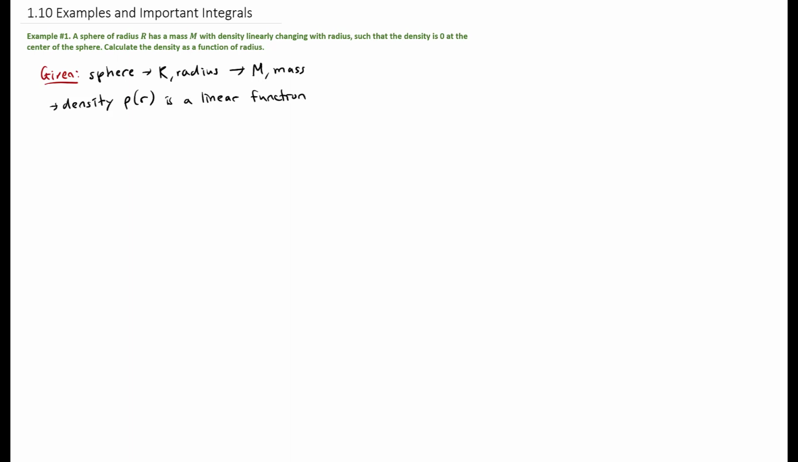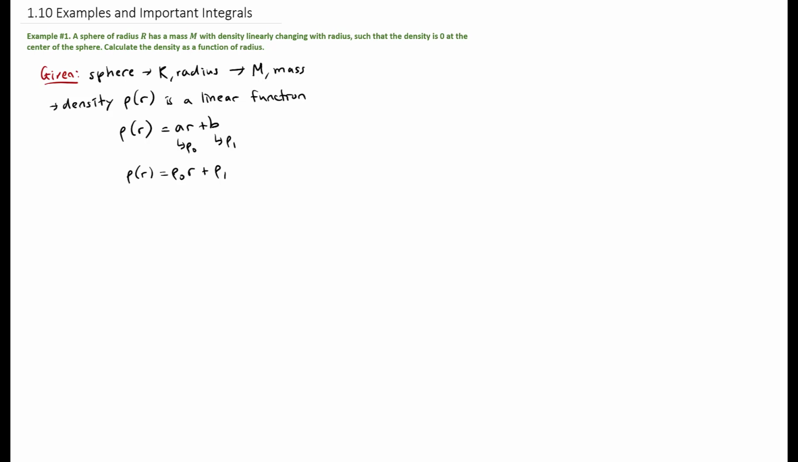So because it is a linear function, it means that we can use rho of r is equal to ar plus b. We don't really want to stick with the a and b convention, so let's change this to rho 1 and this to rho naught. And you'll see why this is useful later on in the course. So let's rewrite this as rho of r is equal to rho naught r plus rho 1.